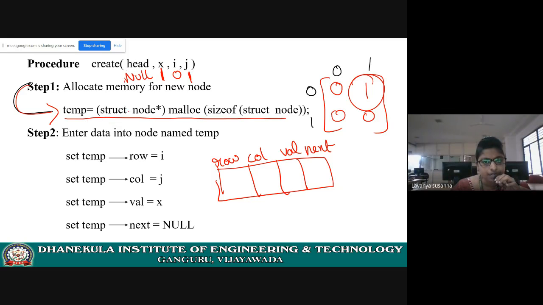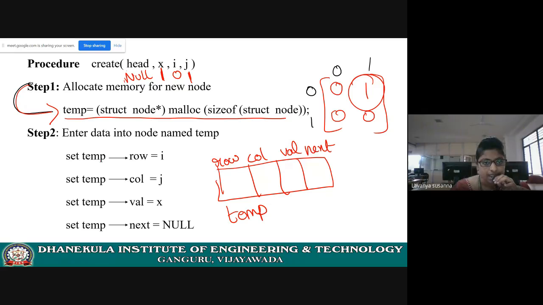Temp equal to struct node star malloc size of struct node. Now memory will be allocated. What is the name of this node? Temp, because you have given temp equal to, right? So the node name is temp. Node is created using malloc. You need to remember this statement. In C language, this is the statement to allocate memory.